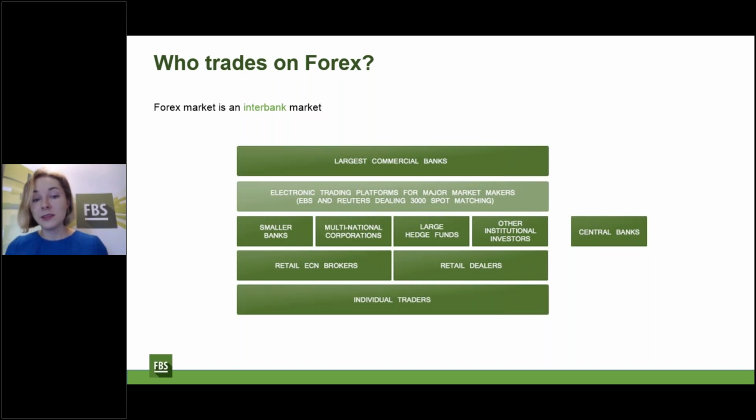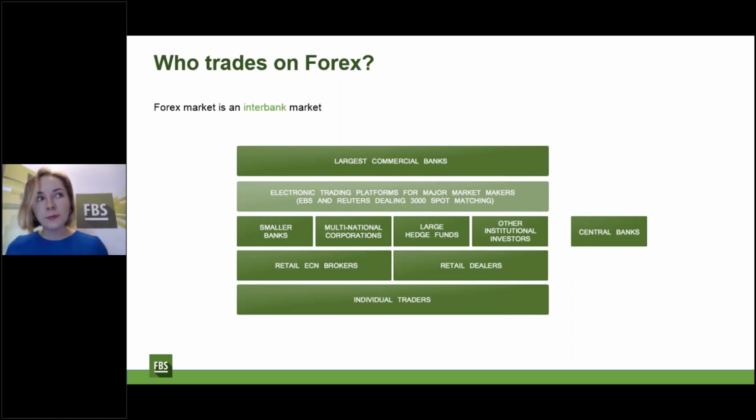Other players at this market, apart from these commercial banks, include central banks, of course, and governments, because they have currency reserves and they need to perform exchange operations.